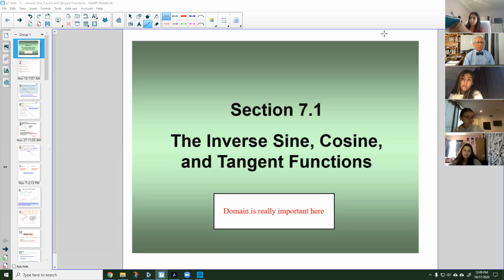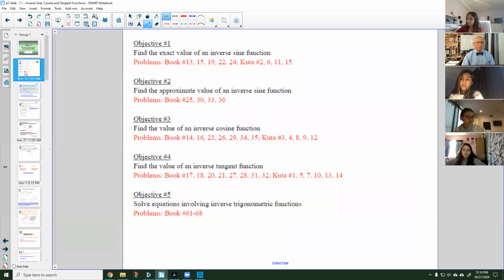So there are objectives and practice problems. We're going to find the exact value of an inverse sine function and find the approximate value of an inverse sine function. And then we're going to do the same thing with cosine and tangent. And then the whole reason we're doing this is so we can solve some trigonometric equations.